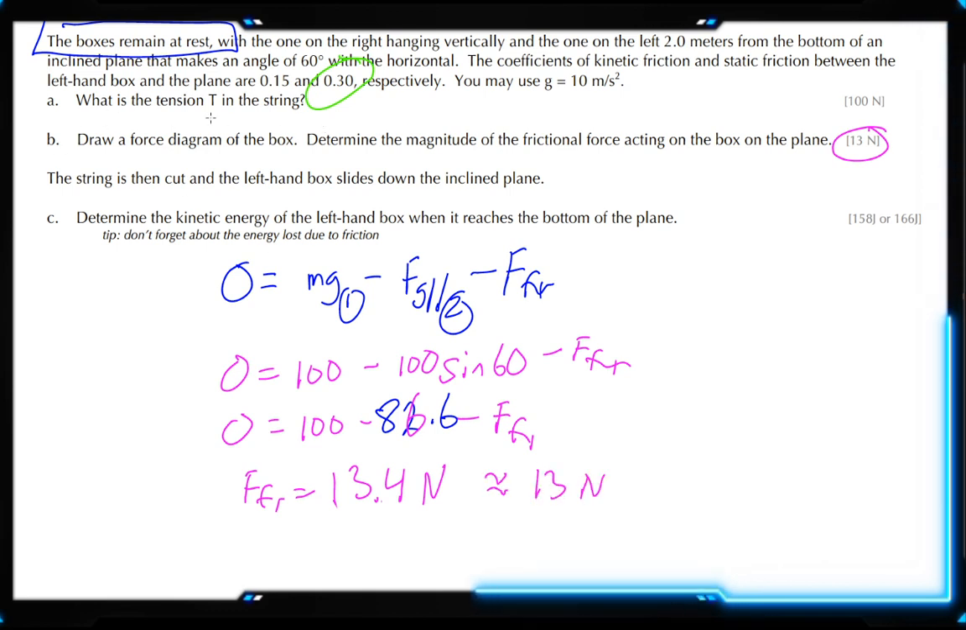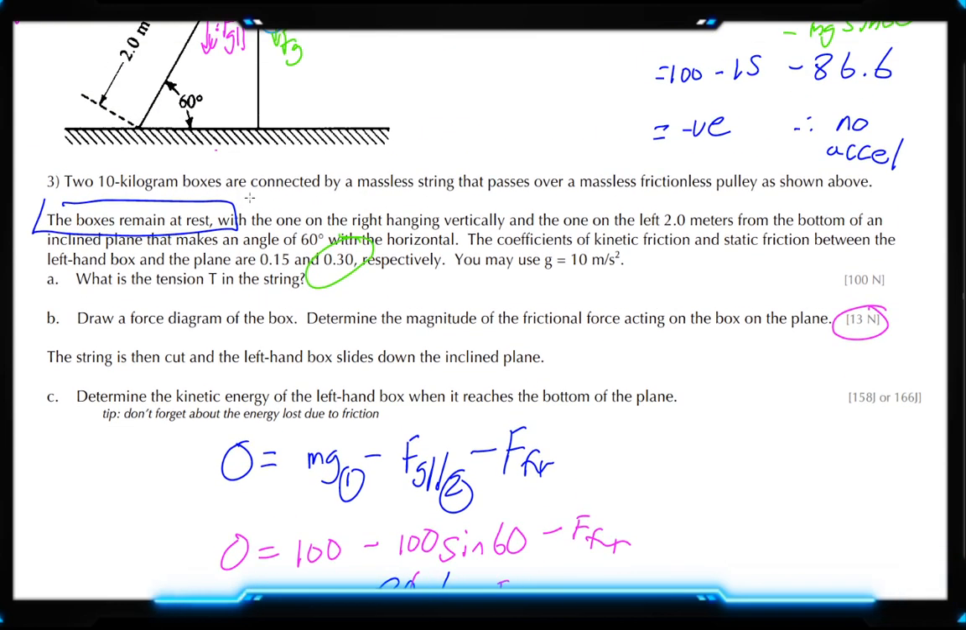Oops, that's part B. Part A, the tension of the string. Well, once I figured out the acceleration is 0, a initial is 0.